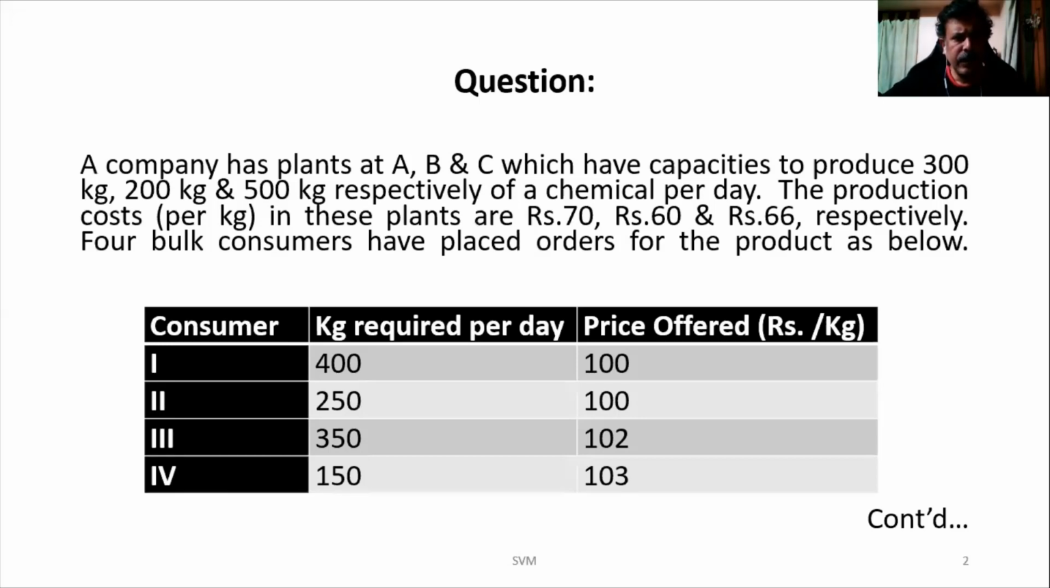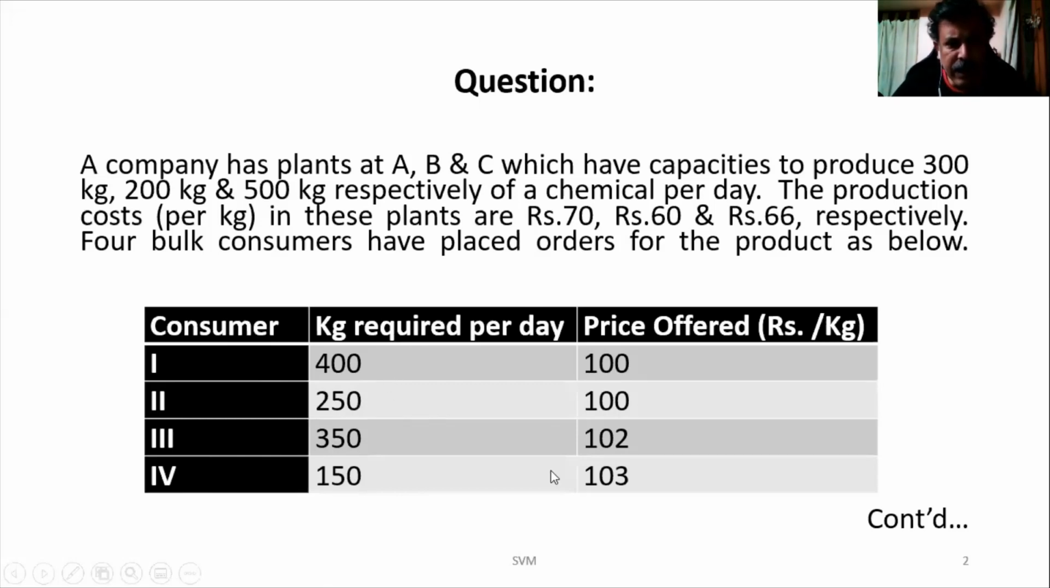Question is like this. A company has plants at A, B, and C which have capacities to produce 300, 200, and 500 kg respectively of a chemical per day. The production cost is known to be 70, 60, 66 respectively for each of these plants. 4 bulk consumers have placed orders as given in the following table. So consumer 1, 2, 3, 4 and how much they require.